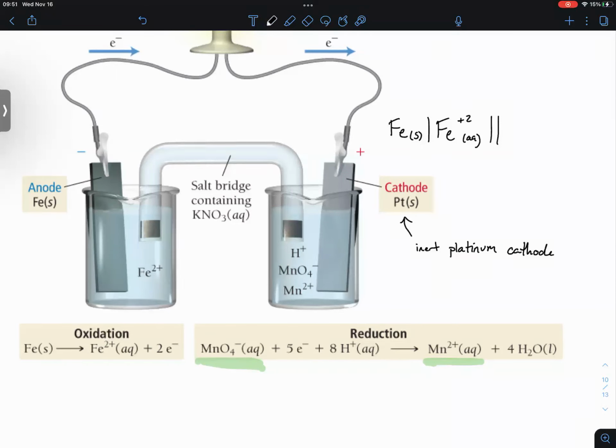Previously, we had the cathode growing in mass as it was accepting those copper atoms. Your platinum cathode isn't going to change its composition, its chemical composition. It's literally just there to help transfer electrons. It is inert, meaning it's not reactive.